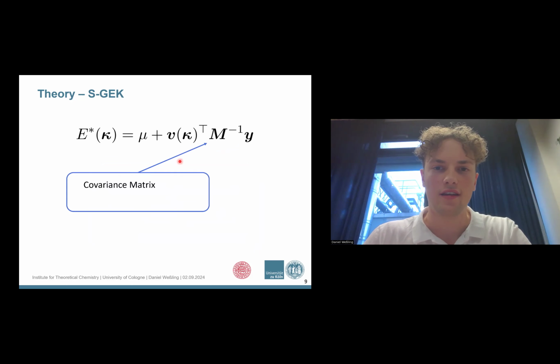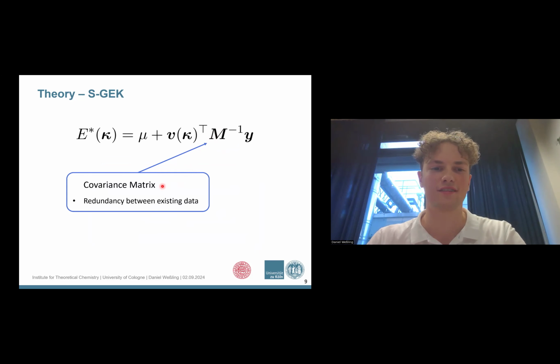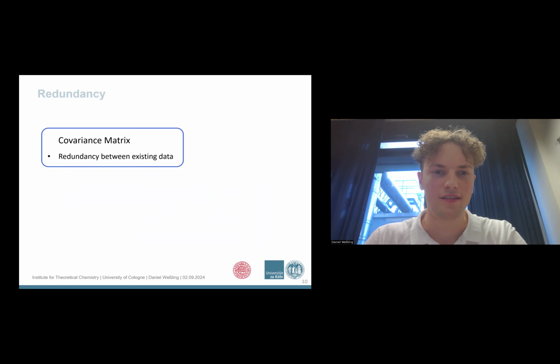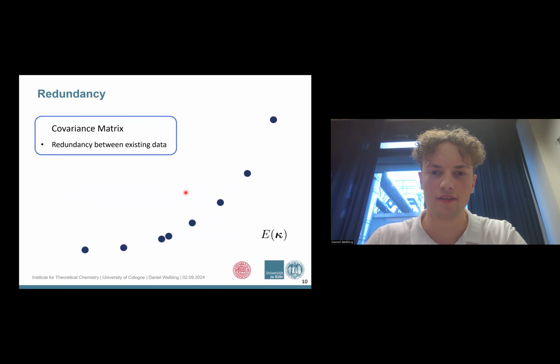All right, this M here is the covariance matrix. And if I would describe it in one sentence, it would take care of the redundancy between these data points that we put into this Y. So what do I really mean by redundancy? Let's say we have these points already, which are in this Y vector with these positions here. Let's say this is the X-axis, and in the Y-axis we would have the energy.